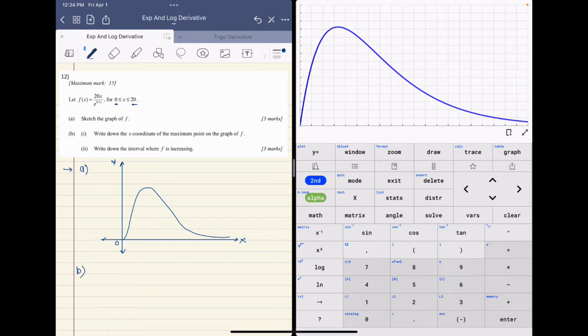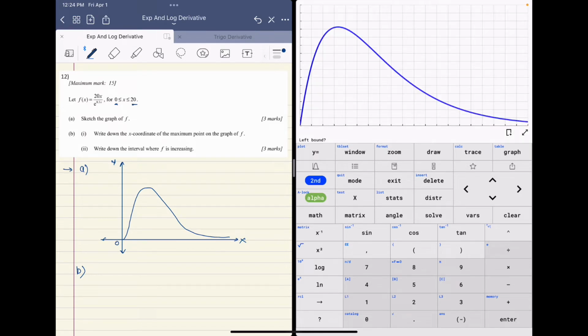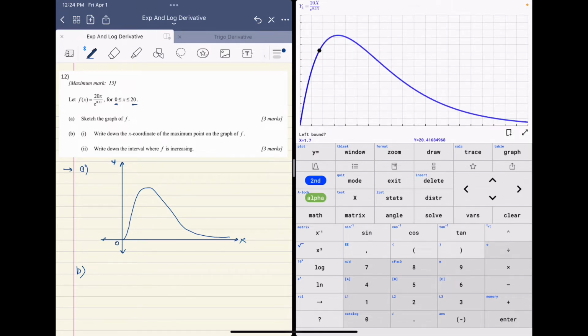Second part, write down the x coordinate of the maximum point on the graph. For the maximum point, you go to second and trace, and you can see the maximum option 4. Enter. Right now they say left bound, so I'm just clicking on a point before the maxima. Enter. Then right bound, any point after the maxima. Enter, and I can see the maximum point is x is 3.33 and y is 24.52. They ask only for the x coordinate of the maximum point, so you just write down x is equal to 3.33, to 3 significant figures.